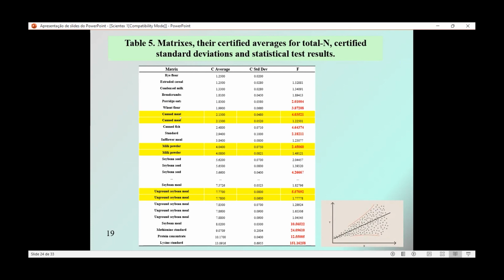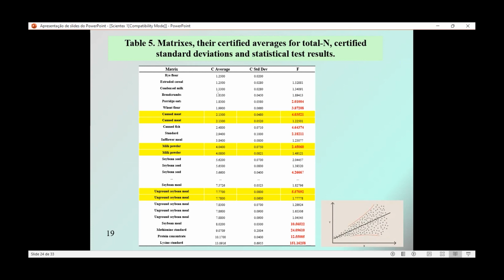Now we have here in the yellow part matrices which are the same. Here cannabis and here cannabis. Here milk powder and milk powder. Unground soybean meal and unground soybean meal. We can see that when comparing wheat flour and canned meat, there were significant differences in this uncertainty between them.